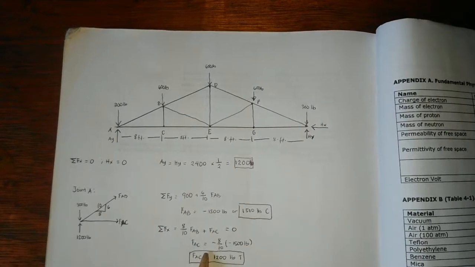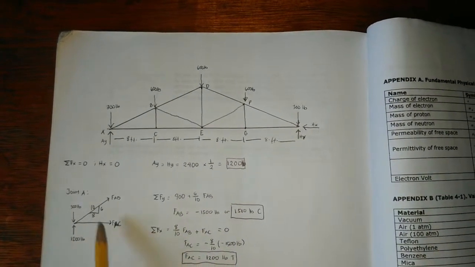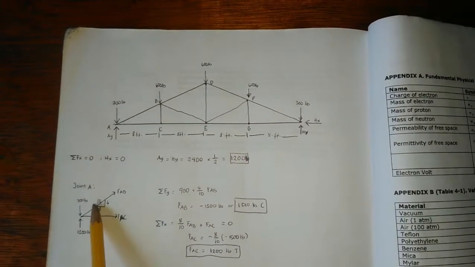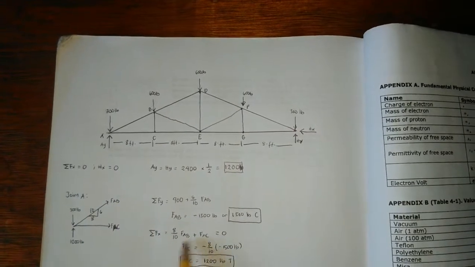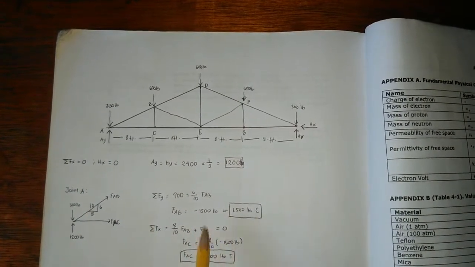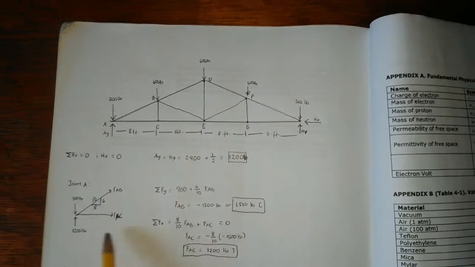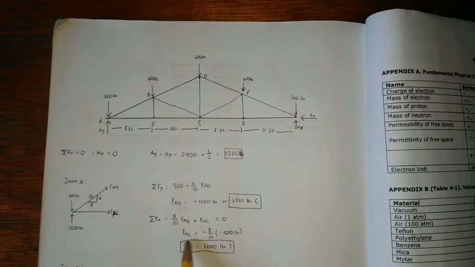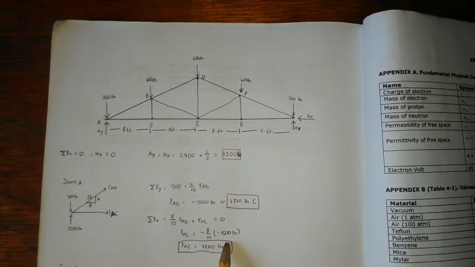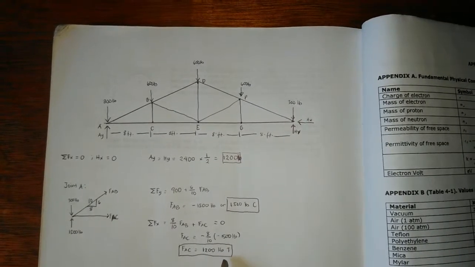In order to get the force of AC, we have 8 over 10 times force of AB, which is negative 1,500 pounds, plus FAC, force of AC, is equal to 0. Transpose to the other side, then we have 1,200 pounds in tension.